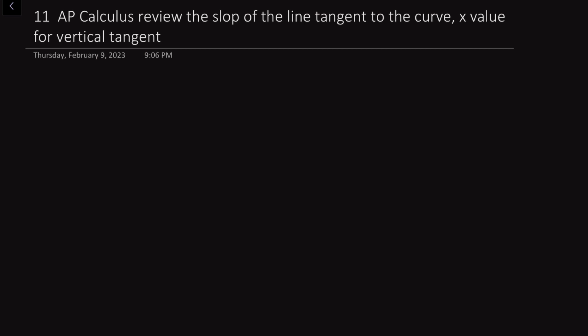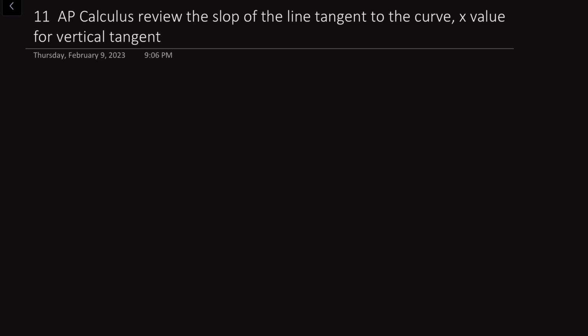And in this problem, we're going to check the slope of the tangent line. Basically, we're going to look for the value of x that will make that tangent line vertical, or in other words, undefined, because the slope of a vertical line is basically undefined. So let's start.